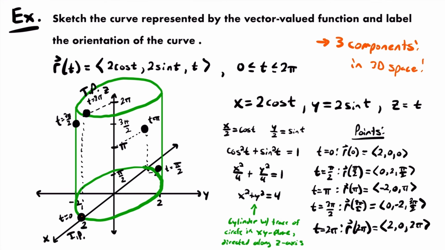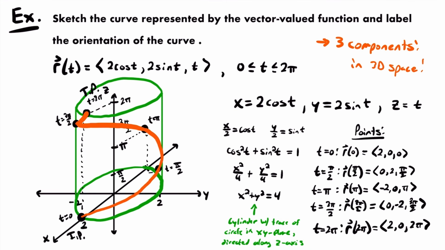So we'll start at the initial point. We'll be curving up to t equals pi divided by 2. Then we're going to continue to curve up to t equals pi. Then we have to make our way over to t equals 3 pi divided by 2. So that will look like this. And then we need to curve back to t equals 2 pi. So that will look like that.